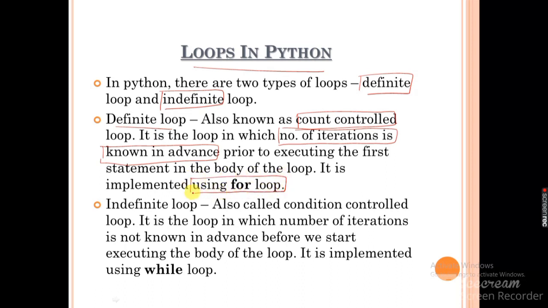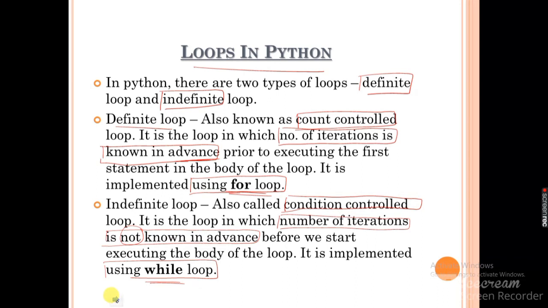Then comes the indefinite loop. It is known as a condition controlled loop. It is the loop in which the number of iterations is not known in advance. In a definite loop, the number of iterations is known in advance prior to the execution, but in an indefinite loop, it is not known. As a definite loop is implemented using the for loop, an indefinite loop is implemented using the while loop.